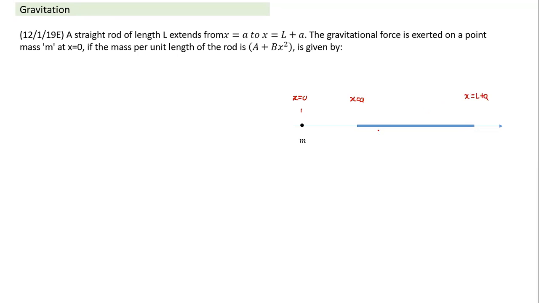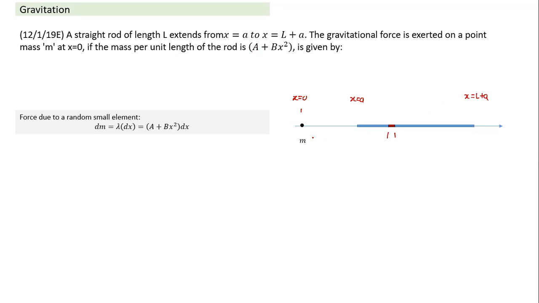And its mass per unit length also is changing. The mass per unit length of the rod is varying like this. We need to find the force on this. So here we know the gravitation law only for point masses, and this is a line mass. So first what we need to do is break it into a small random element. Let me take a random element here.